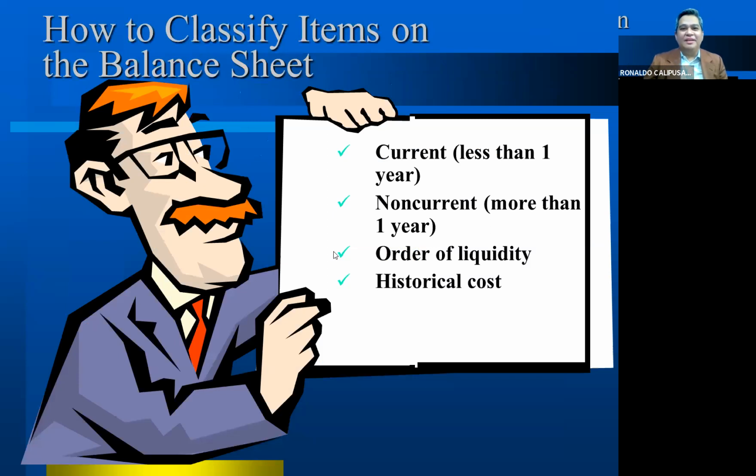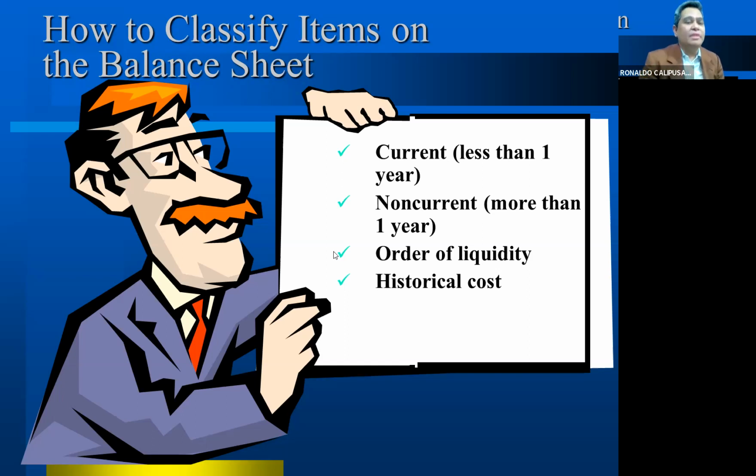So again, this is a very important takeaway for us: how to classify items on the balance sheet. Please take note of this. This will probably be part of your open class question. Look at this. To determine whether it's current or non-current, here is a simple rule. If it is an asset and the benefit is less than 1 year, it's current. But if the benefit is more than 1 year, then it's a non-current asset.